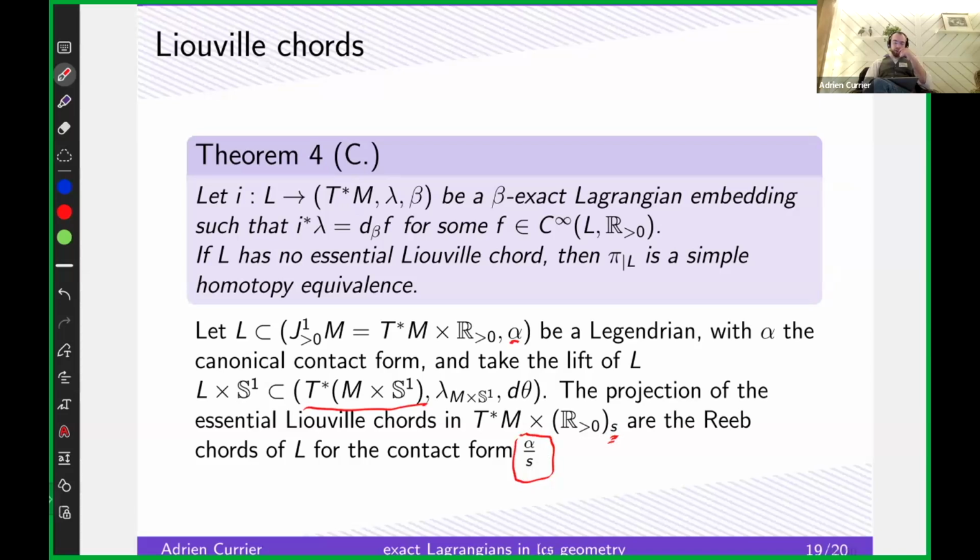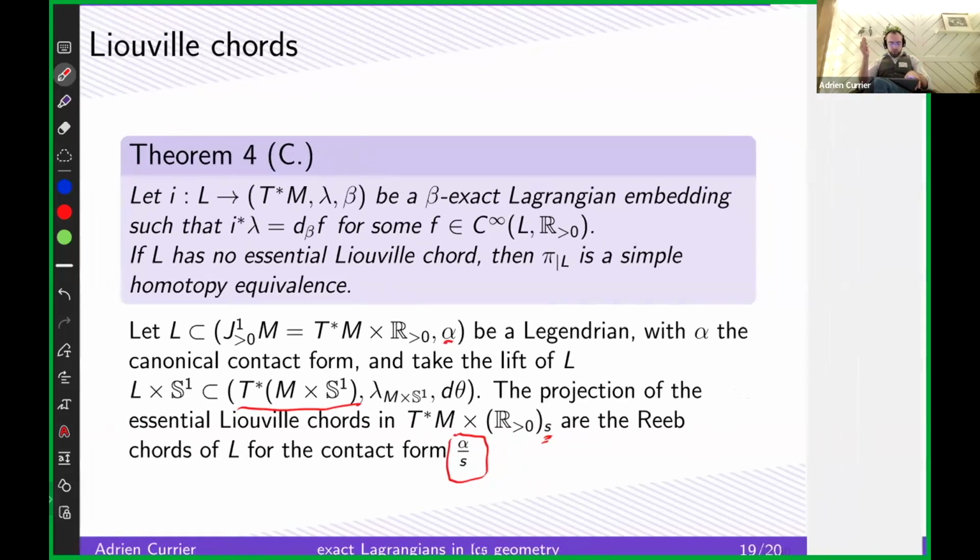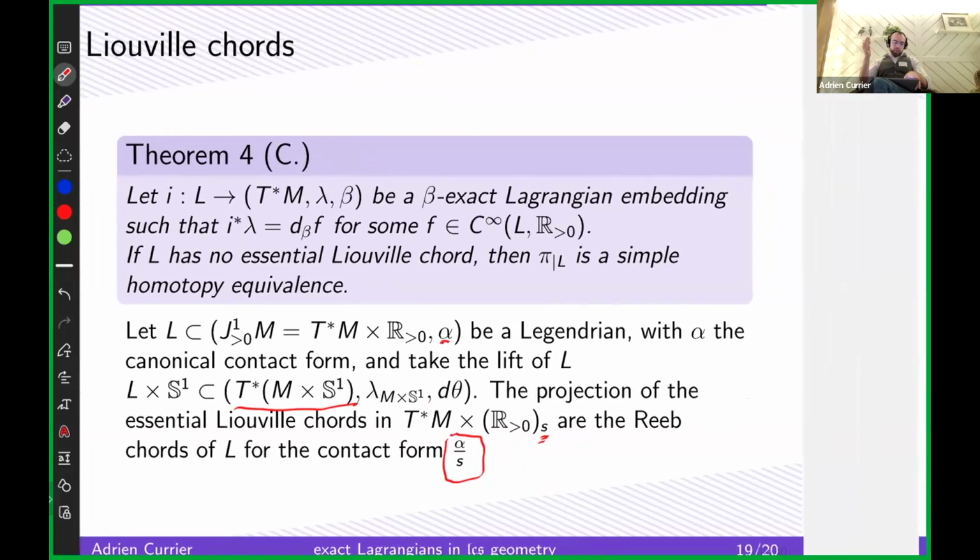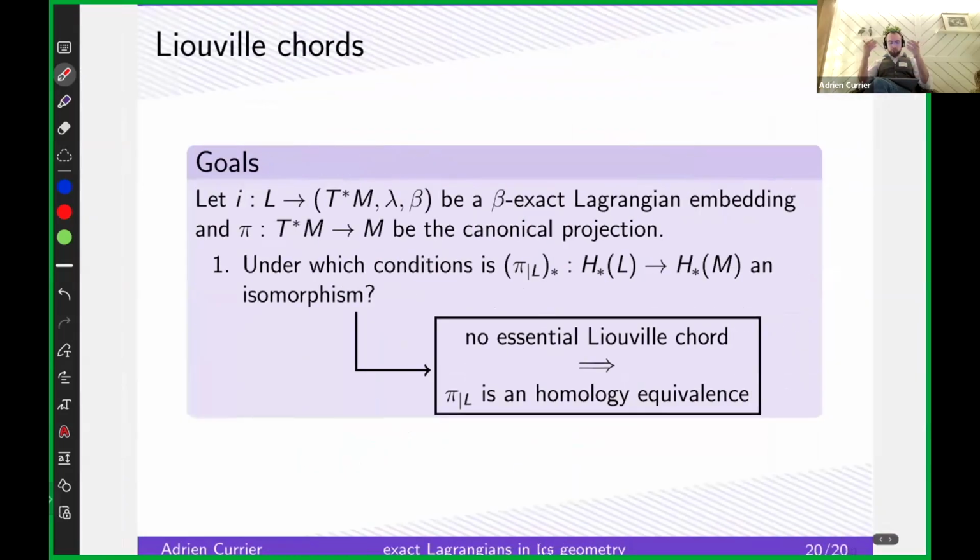Also do note that the Reeb orbits for this quote unquote twisted contact form are going to be arbitrarily close to the Reeb orbits for the normal contact form, for the canonical contact form, when S becomes arbitrarily big.